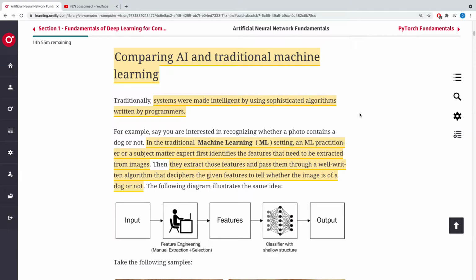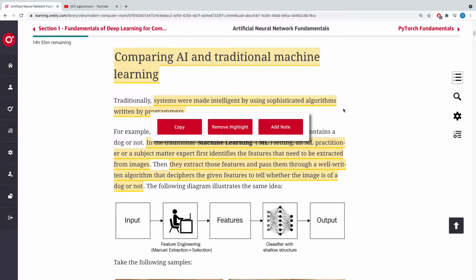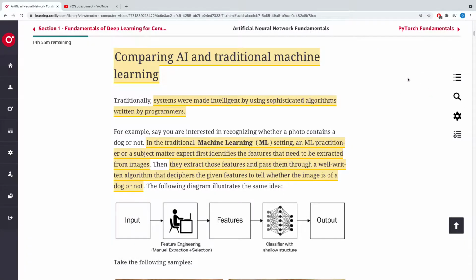to the textbook that we're trying to review, and it is Modern Computer Vision with PyTorch. I highly recommend the textbook. So let's look at comparing AI and traditional machine learning. Now, by AI, in this case, they're actually talking about deep learning.